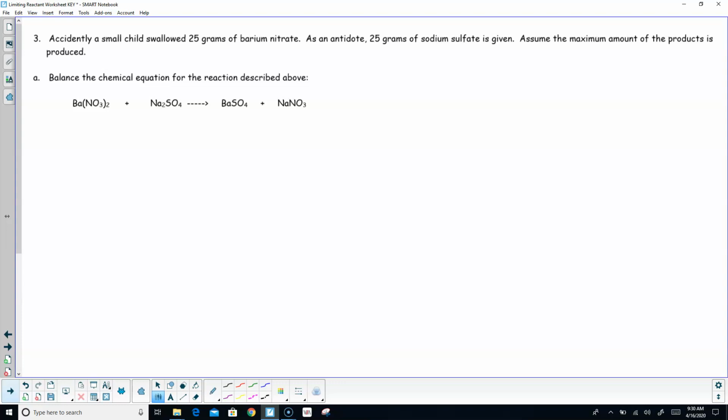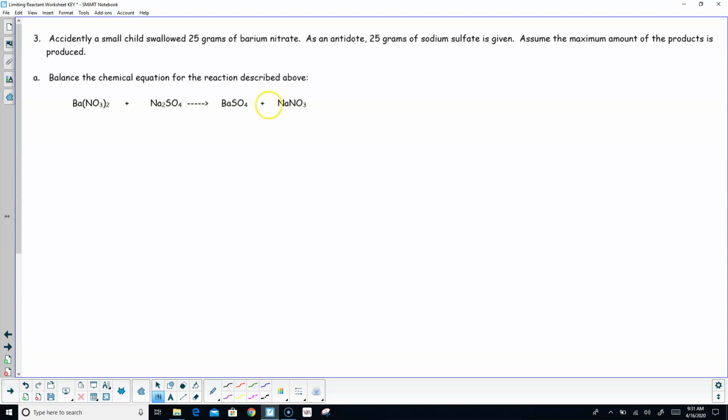Okay, last one. Accidentally, a small child swallowed 25 grams of barium nitrate. As an antidote, 25 grams of sodium sulfate is given. Assume the maximum amount of each of the products is produced. We need to balance this equation first.